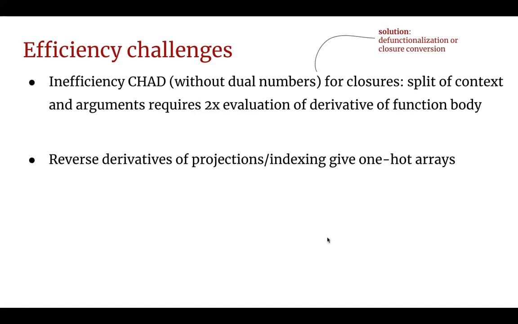Then another point of inefficiency is that reverse derivatives of projections and indexing into arrays give rise to big one-hot vectors. And that's a problem that we don't have in imperative approaches to automatic differentiation, and it seems to come up in every purely functional approach to automatic differentiation that I know of. And the way that everyone always deals with this is like you work with a sparse vector representation, or you work with some representation that looks functional from the outside, but secretly does destructive imperative updates internally.